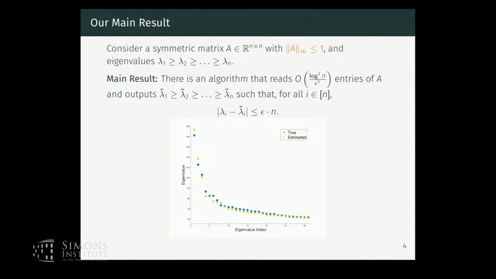What we show is that there's an algorithm that reads log cubed n divided by epsilon to the 5th entries of this matrix and outputs a set of n eigenvalues such that for any eigenvalue of my original matrix, my approximate eigenvalue is within epsilon n of the true eigenvalue.